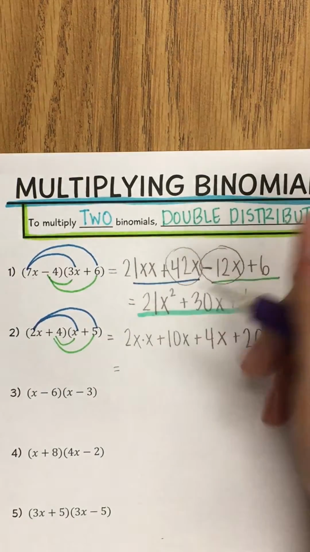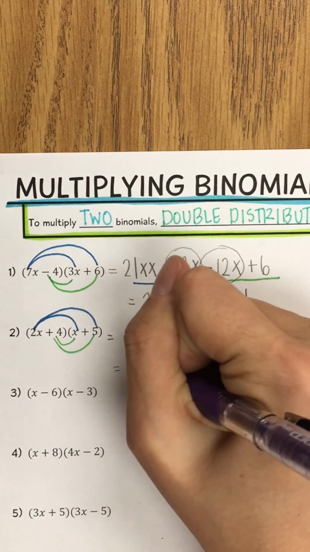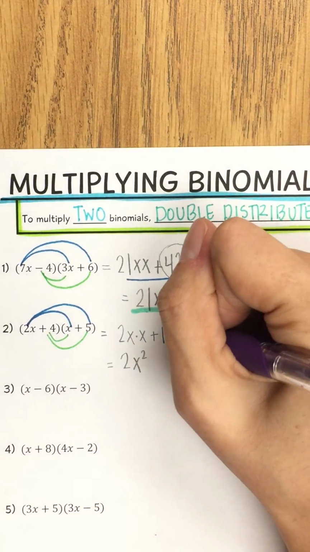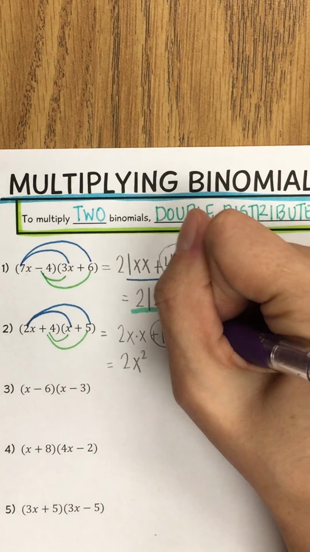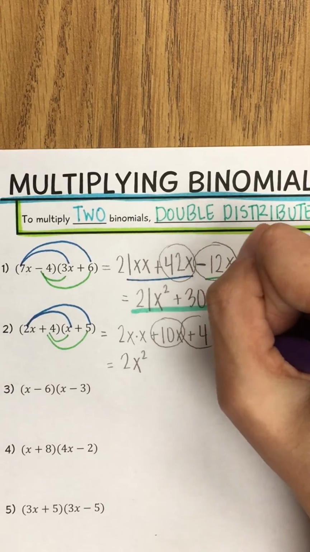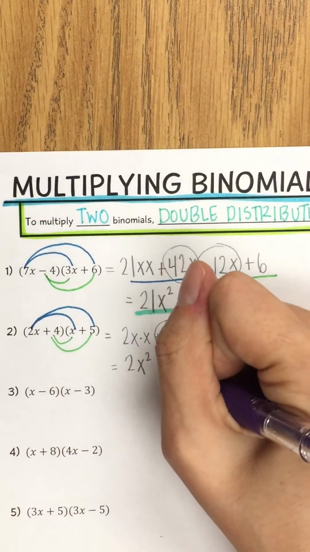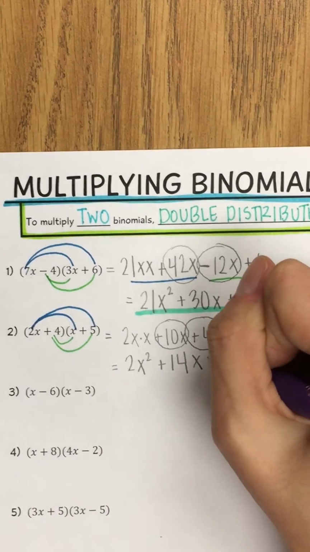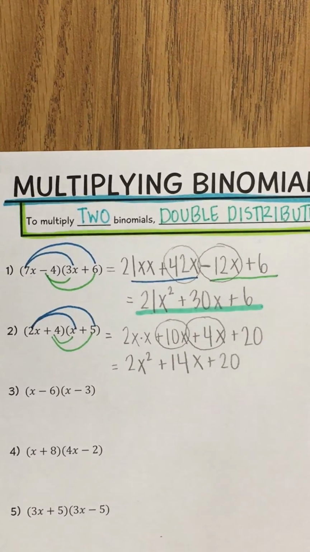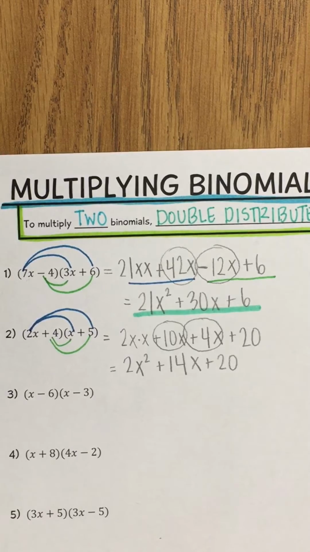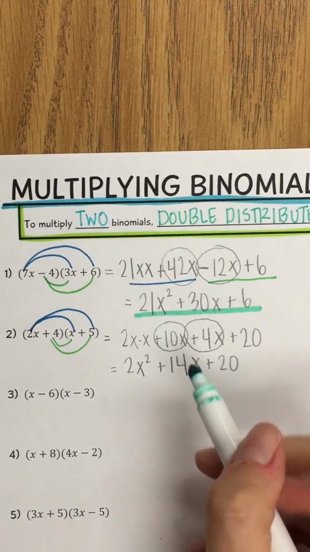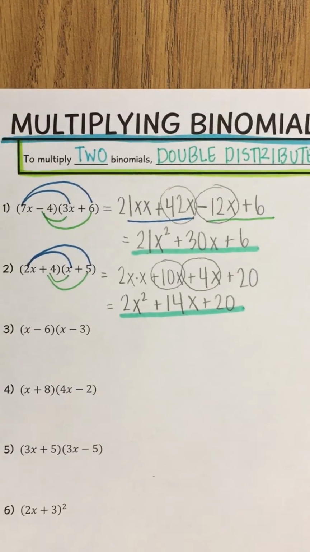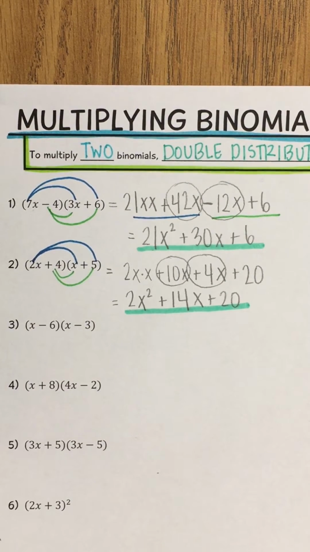So 2xx goes to 2x squared. Once again, your middle terms are now like terms. You have a positive 10x, you have a positive 4x. That guy's going to go to 14x, and then you just keep your plus 20 on the end. I'm going to underline that guy just like I did the last one. And then we're going to move on to the next one.